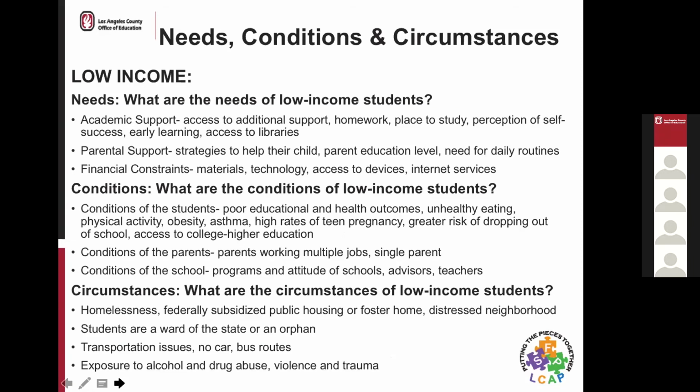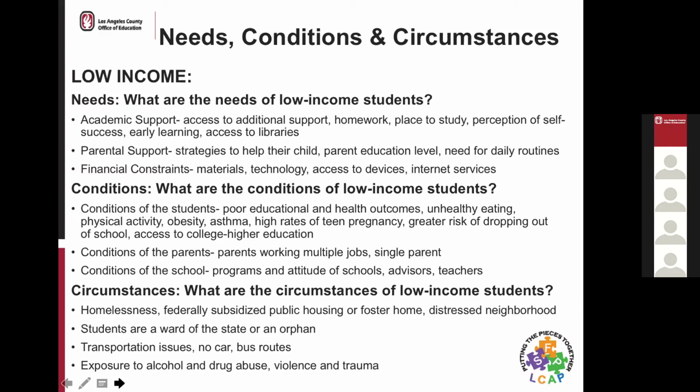So when looking at low-income students, when we ask what are the needs, conditions, and circumstances, let's take a closer look for each of these student groups. So when looking at low-income students, we're looking at what are the needs of low-income students. They need academic support, such as additional support, interventions, a place to study, homework, early learning, access to libraries. These are some of the needs of the students. What about the parents? What support do the parents need? Perhaps they need strategies to help their children, or the parent education level may affect, or they have other needs that they need help with.